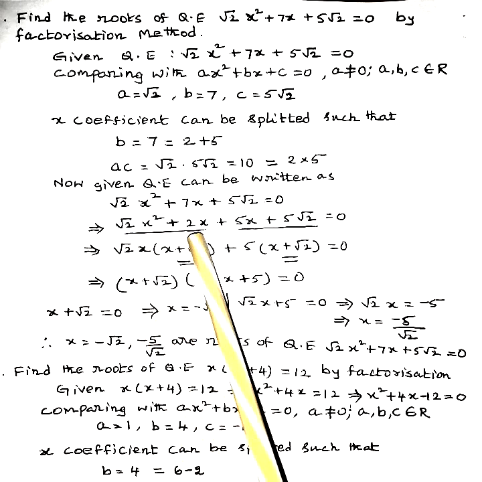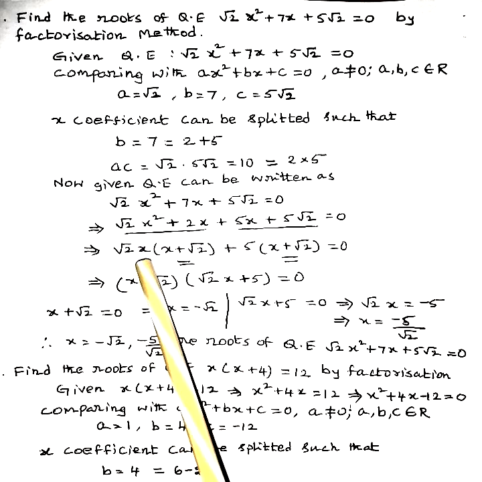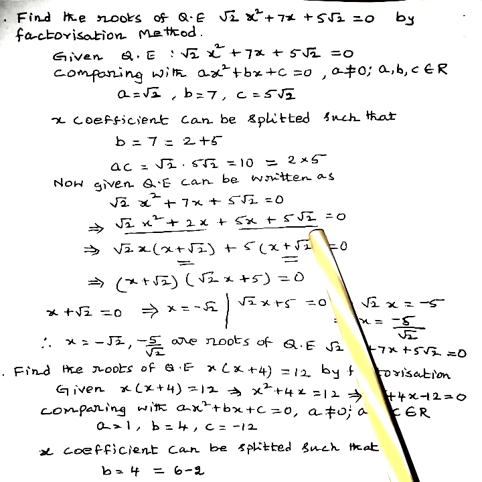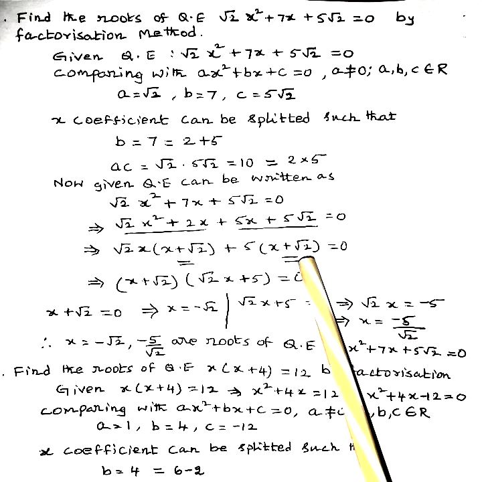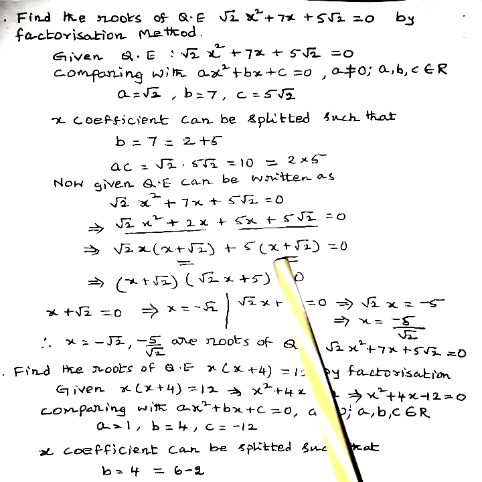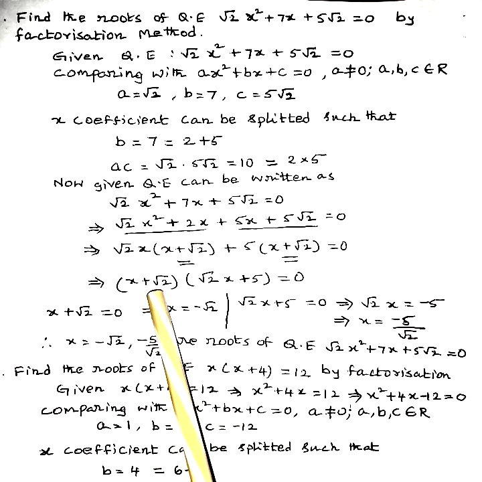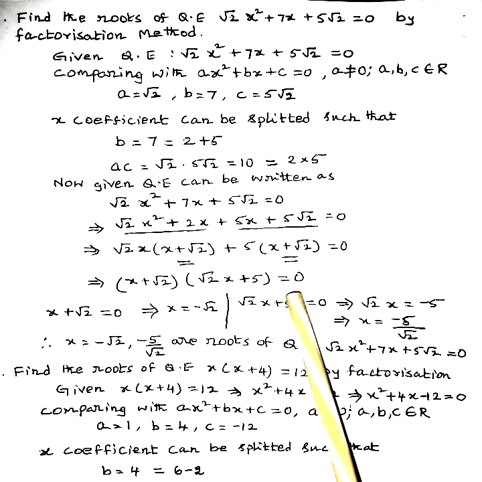Now considering these two terms, root 2 x square plus 2x, we take x as common factor and can write root 2 x multiplied by x plus root 2. Considering 5x plus 5 root 2, we take 5 as common factor and can write the product 5 multiplied by x plus root 2. Now x plus root 2 is common factor in these two terms. It is taken as common factor and can be written as x plus root 2 multiplied by root 2 x plus 5 equal to 0.